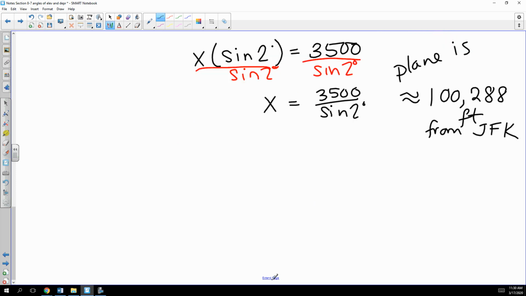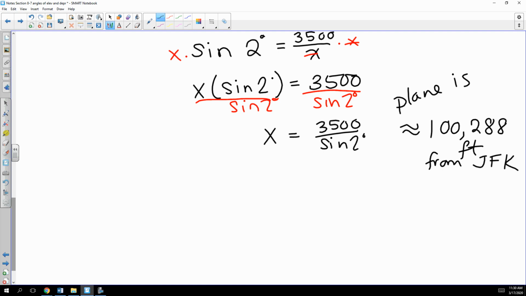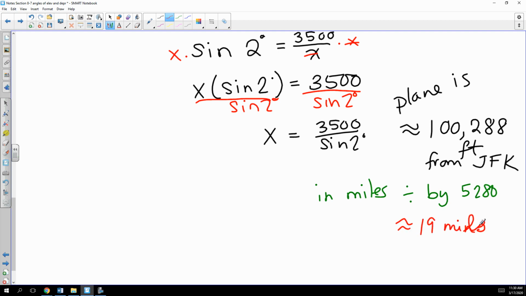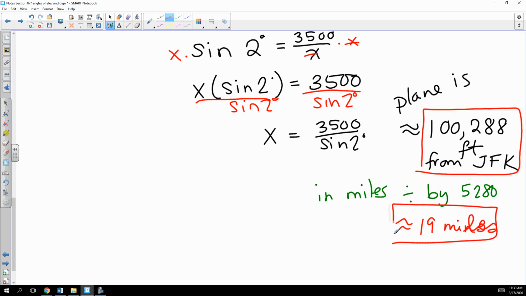And not that I asked you this, but if you really had to convert it to miles, what would you do to convert it to miles? You would divide by 5280, which is how many feet are in a mile, so that you could see about how many miles that is. So it's approximately 19 miles. Okay. So if it's in feet, and I didn't specify, usually you're just going to answer according to that.